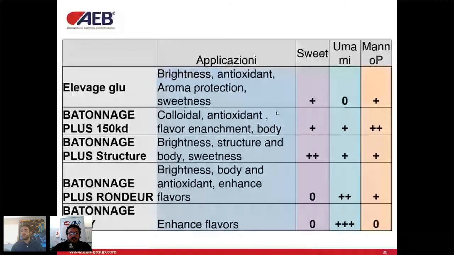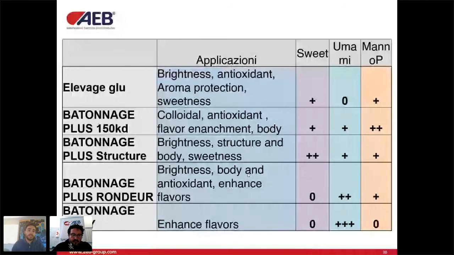While, for example, the batonnage body is the one with more of the yeast extract, so more amino acid concentration that can help you increase the umami of your wine, so the perception of aromas. And there's a couple of other blends that differ in composition, and therefore differ in the application that you can use in your wine.